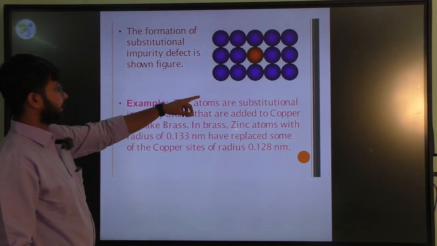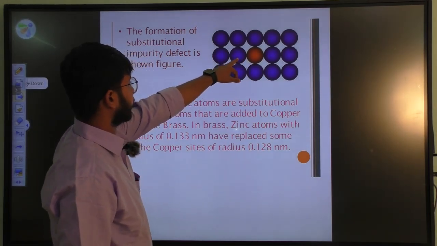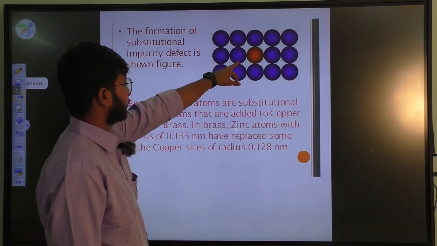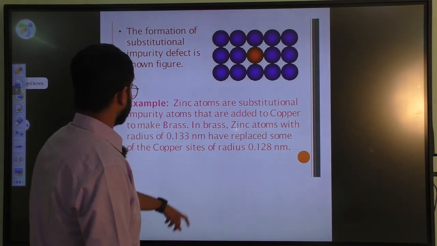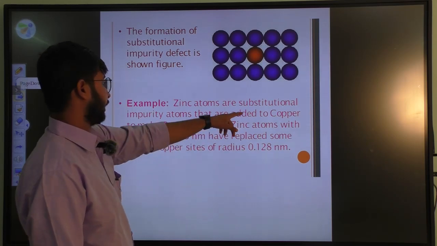Zinc atom, when the foreign atom comes and replaces the lattice atom, that is the cation or anion atom. In brass, we can also see the substitutional defect, the addition of copper.